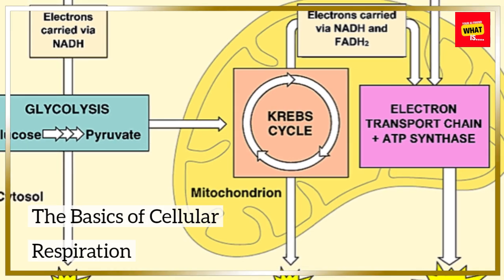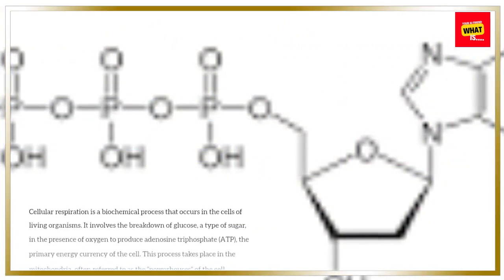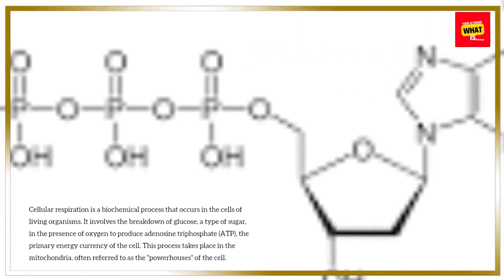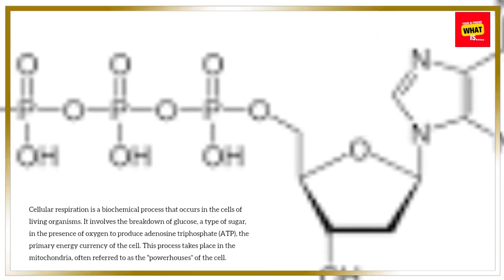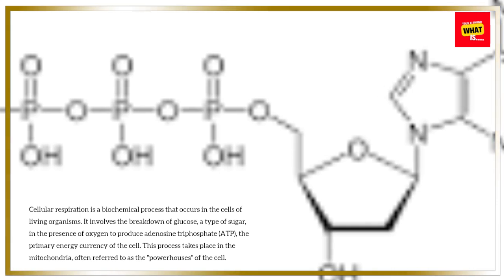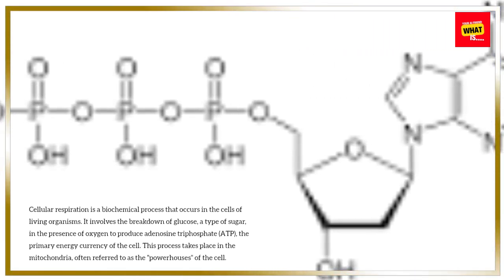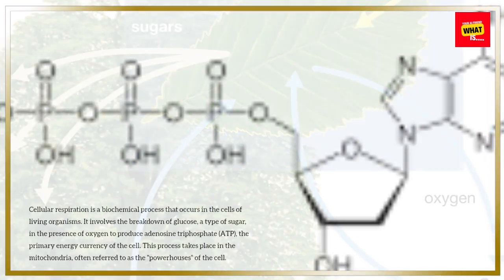The basics of cellular respiration. Cellular respiration is a biochemical process that occurs in the cells of living organisms. It involves the breakdown of glucose, a type of sugar, in the presence of oxygen to produce adenosine triphosphate, ATP, the primary energy currency of the cell. This process takes place in the mitochondria, often referred to as the powerhouses of the cell.